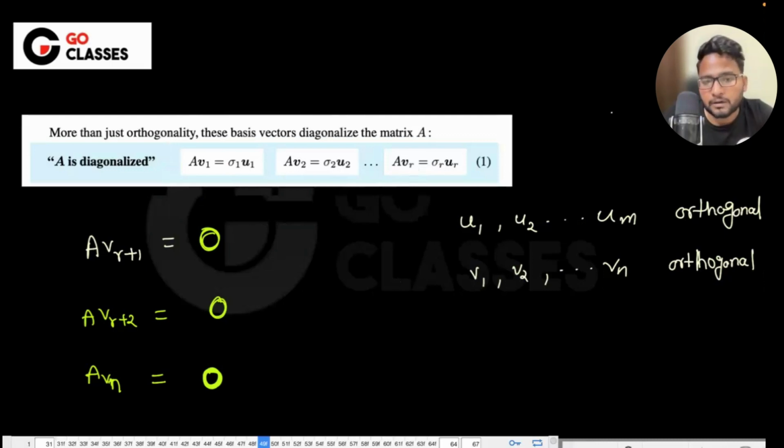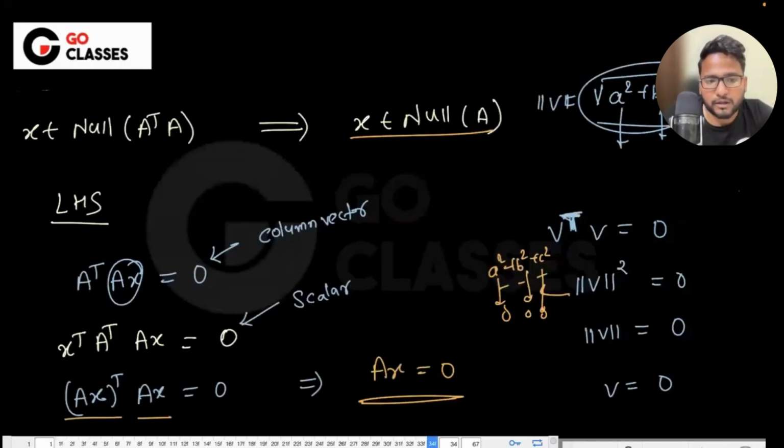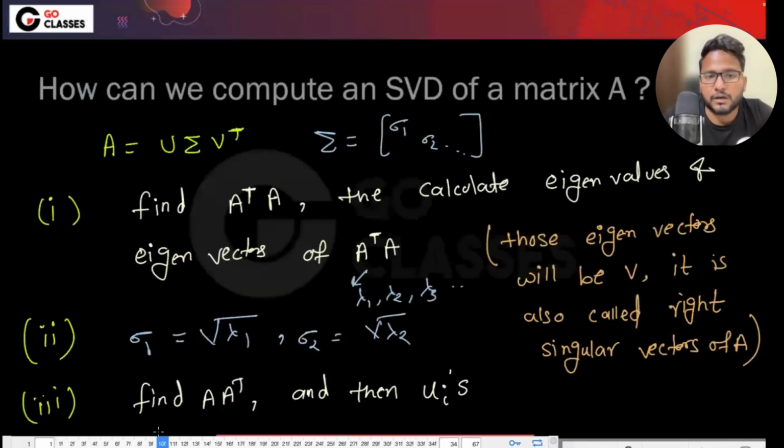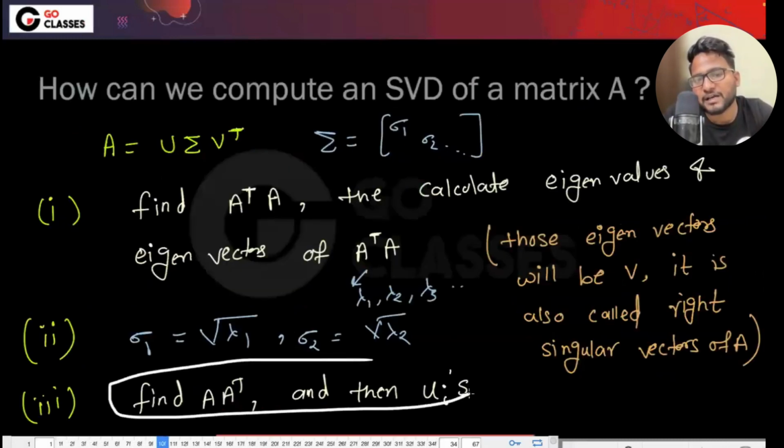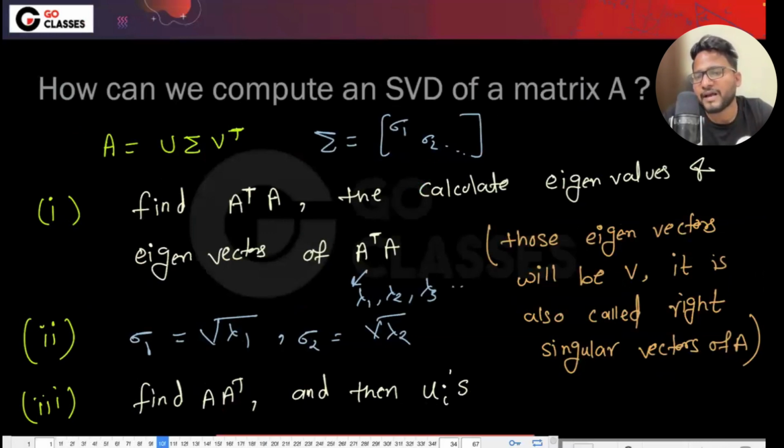Do you remember that I was talking about one thing here? See, here I was saying that this third step, that finding the A transpose and then the ui's are actually not very much required, right? The ui's can be found using a shortcut. Now let's just see what is the possible shortcut here.